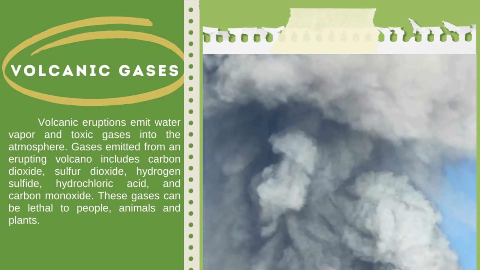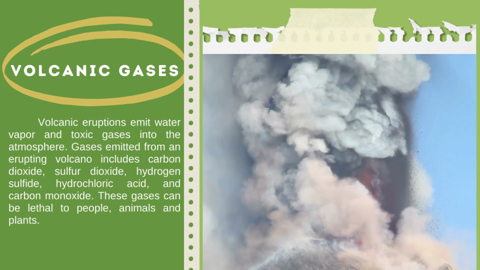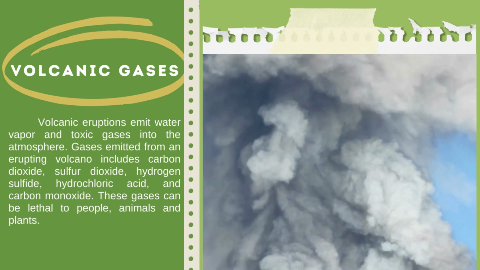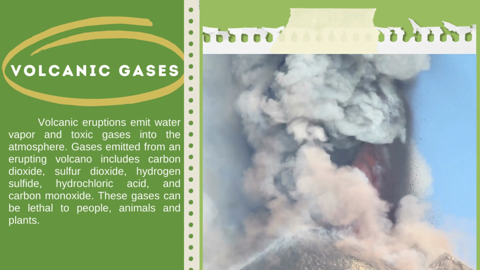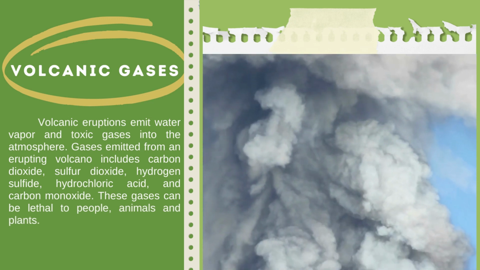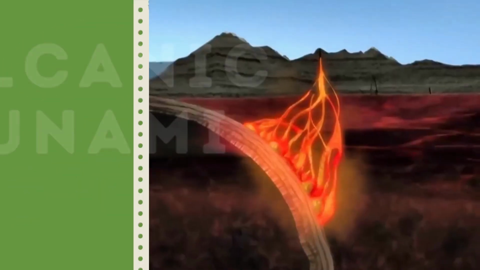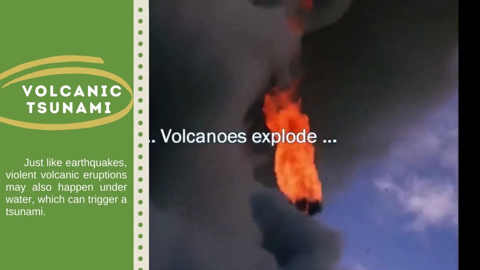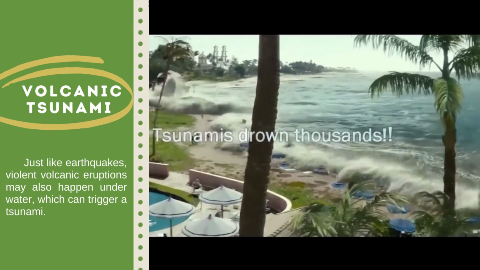Volcanic gases. Volcanic eruptions emit water vapor and toxic gases into the atmosphere. Gases emitted from an erupting volcano include carbon dioxide, sulfur dioxide, hydrogen sulfide, hydrochloric acid, and carbon monoxide. These gases can be lethal to people, animals, and plants. Volcanic tsunami. Just like earthquakes, violent volcanic eruption may also happen underwater, which can trigger a tsunami.